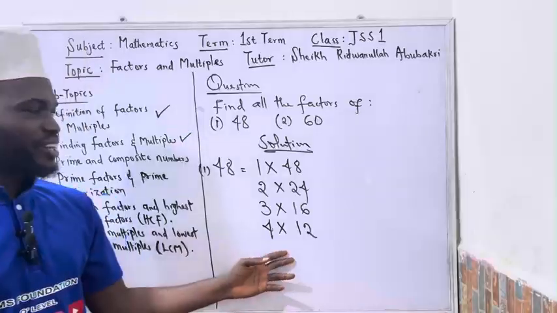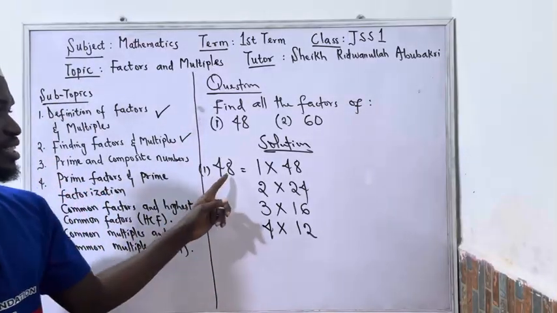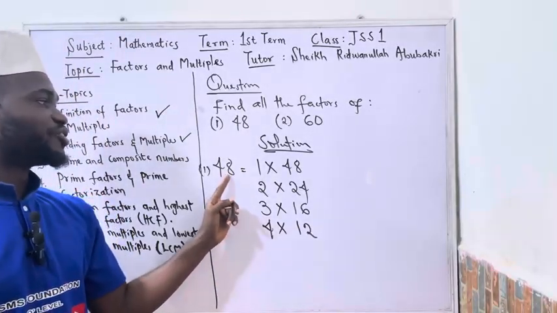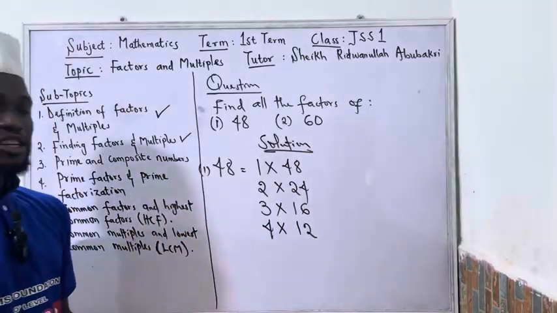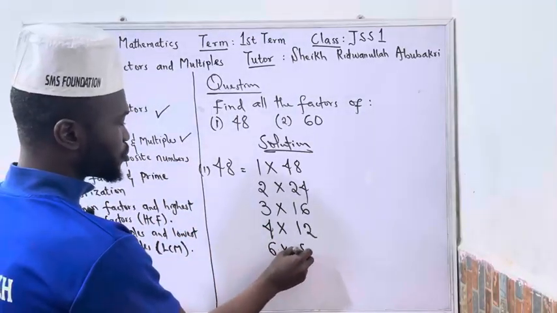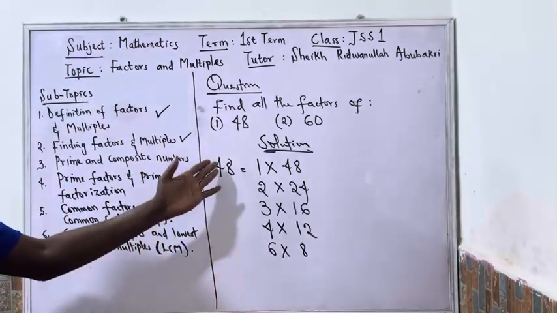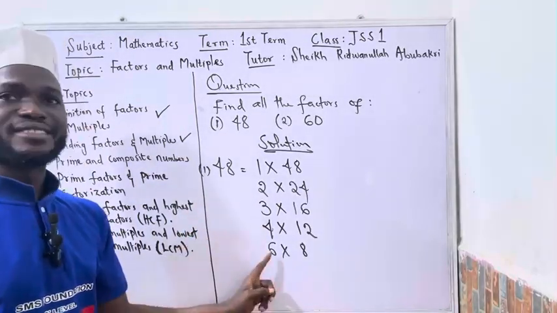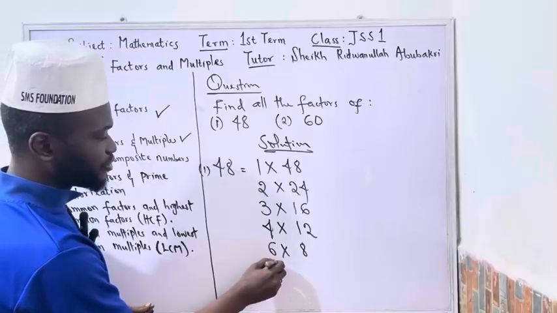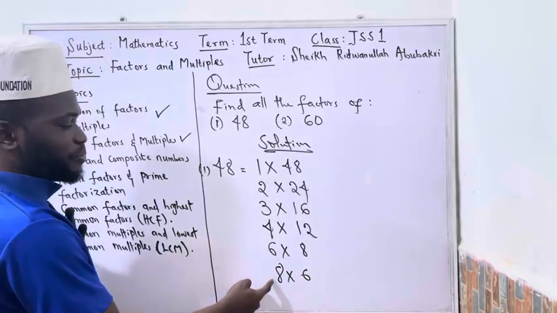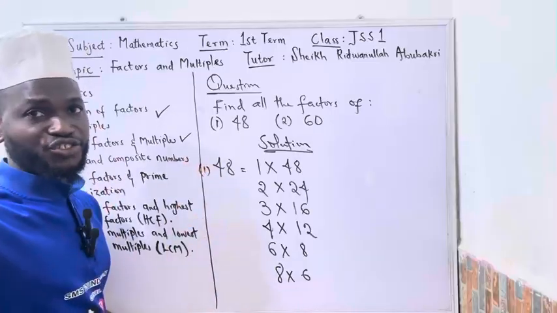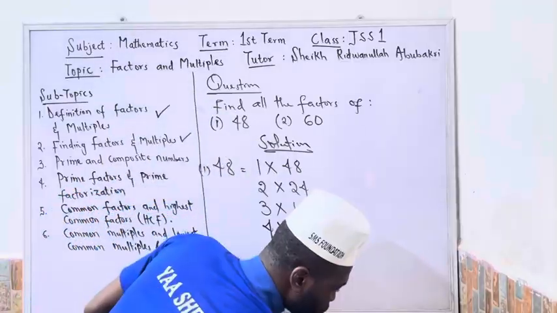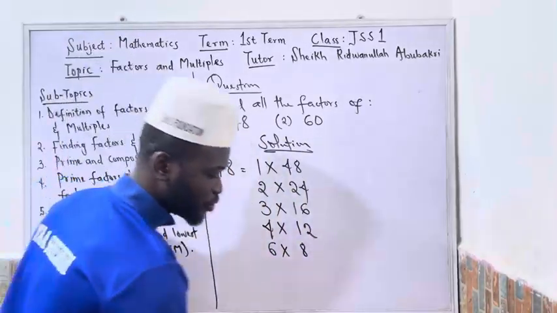So try 5. Can 5 divide 48? No. The reason is that any number that does not end with 0 or 5 cannot divide. So 5 cannot divide this. What about 6? 6 times 8 will give me 48. 6 will also work. What about 7? 7 can never work here. What about 8? 8 times 6 is already here as 6 times 8. If you write 8 times 6, this is just a repetition of 6 times 8, and we don't want repetition to occur. I will stop at this one. Once you notice that repetition has started happening, you stop.